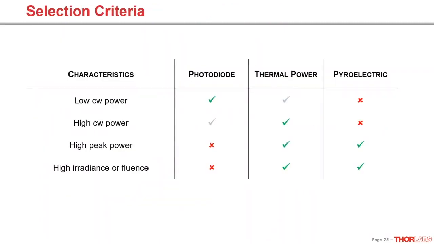Here a short summary. For continuous wave lasers, only photodiodes and thermal sensors are working. When it comes to higher peak power or pulse lasers, the photodiode sensors would fail, or damaged thermal power or pyroelectric sensors can be used.